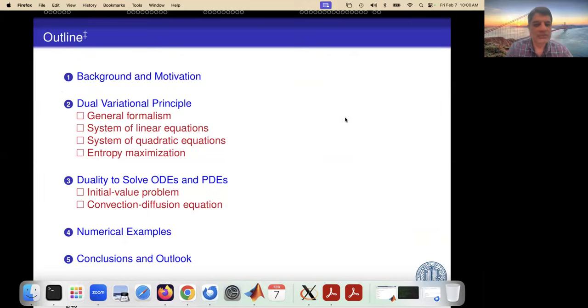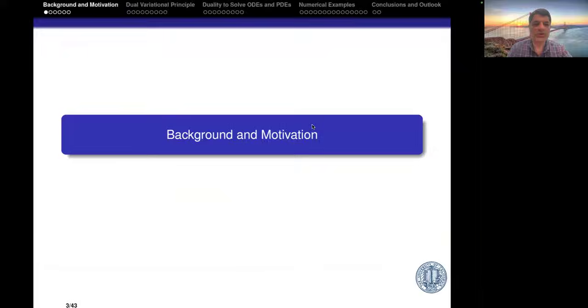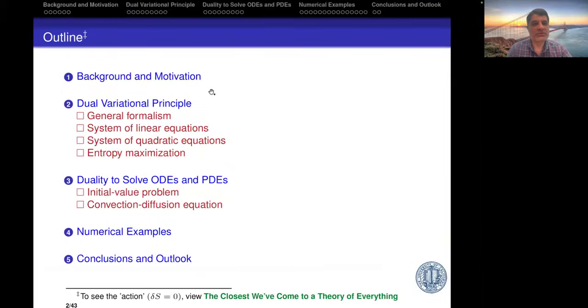And then you can view the video for more insights on the connections of that to Euler-Lagrange equations and so on, right? So anyway, now I'll go into the primal variational formulation, which is talked about in the video itself. And then I'll go on to the dual variational principle, giving you a big overview picture of the whole idea.